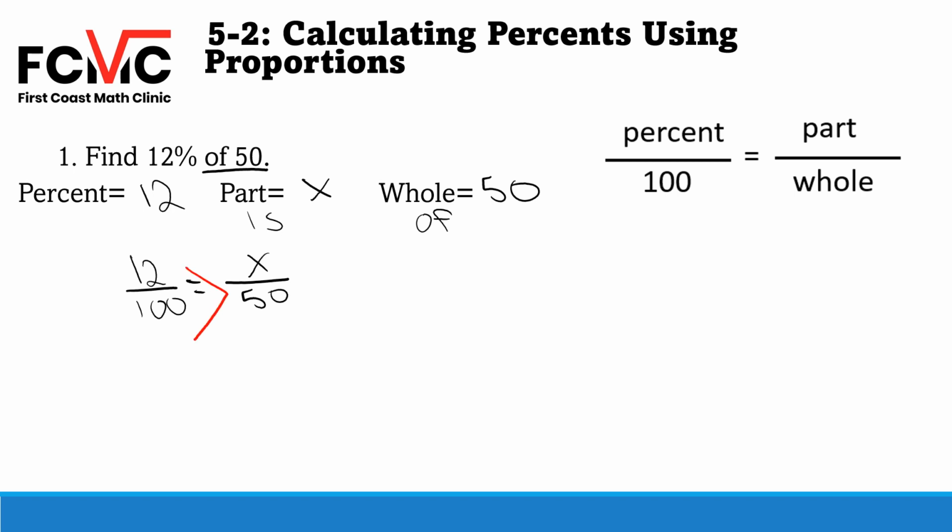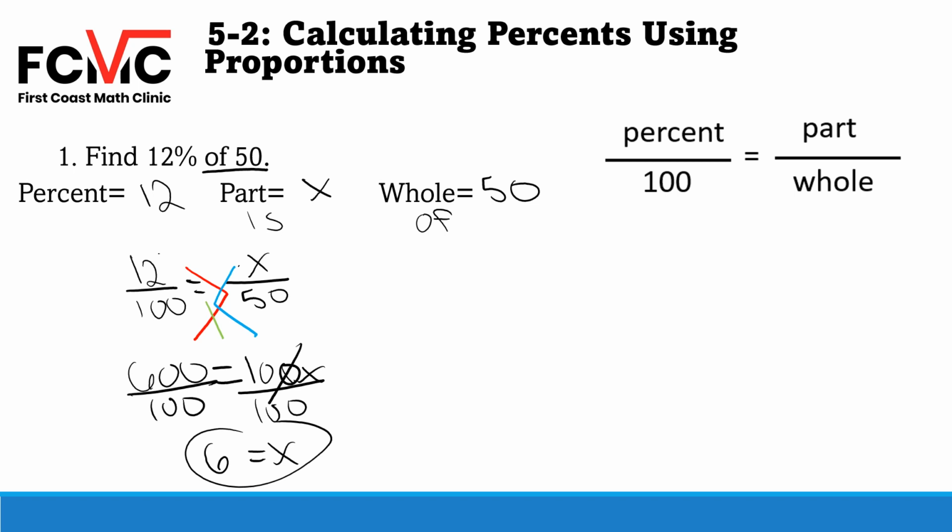So let's cross multiply, bring down our equal sign, cross multiply. So x times 100, I get 100x. And then 12 times 50 gives me 600. Then divide by 100 and 100. And I get x equals 6. So 12% of 50 is 6.